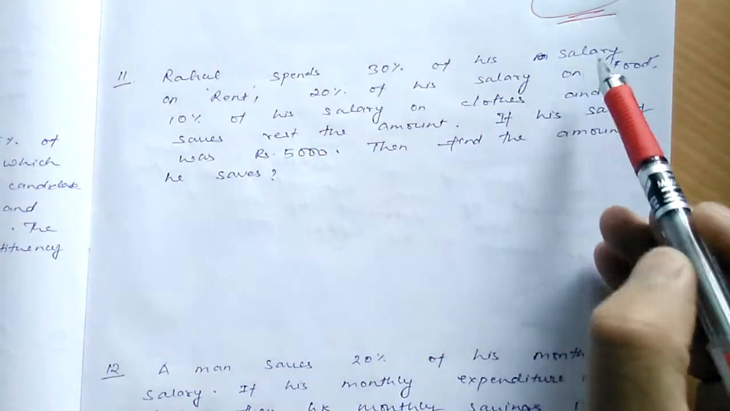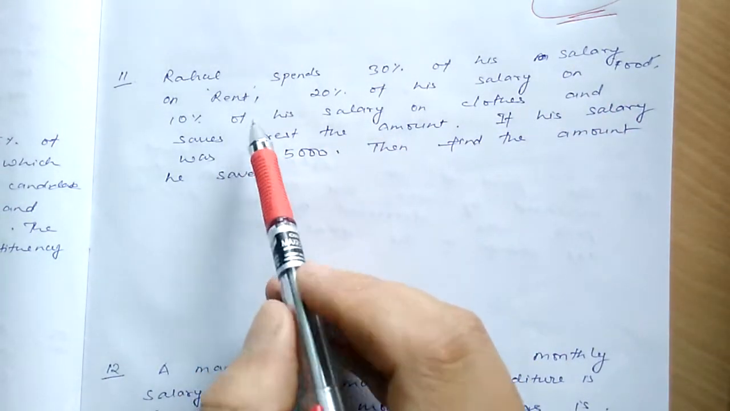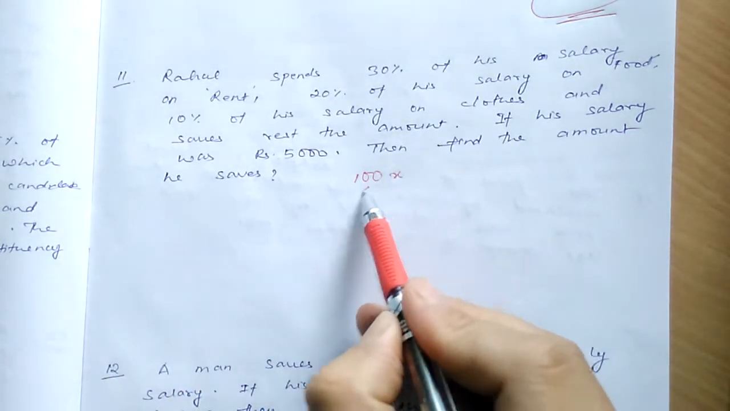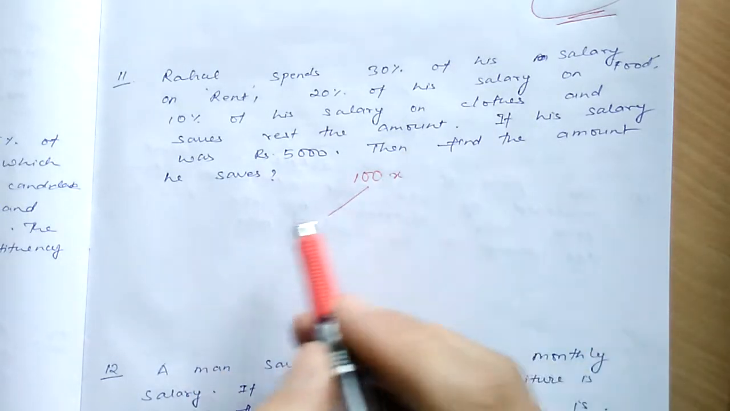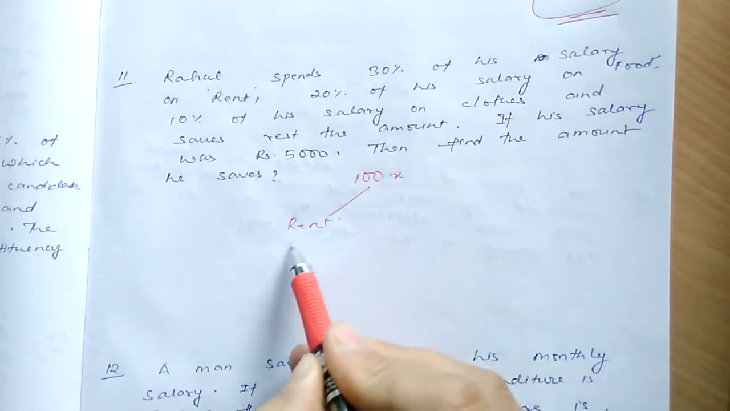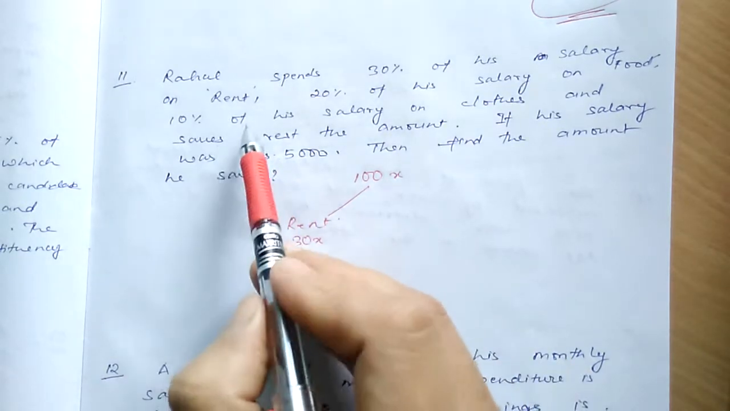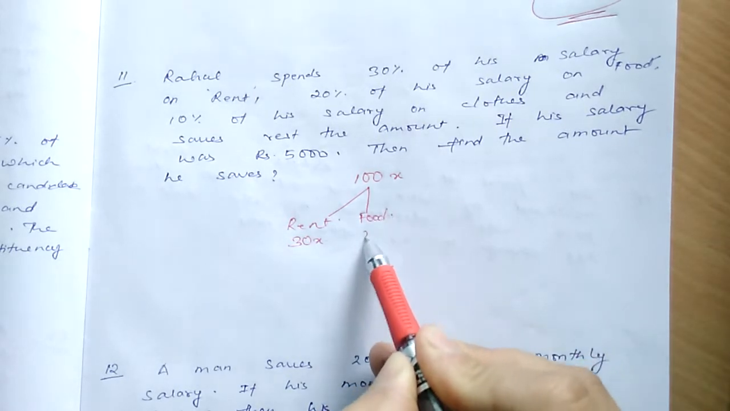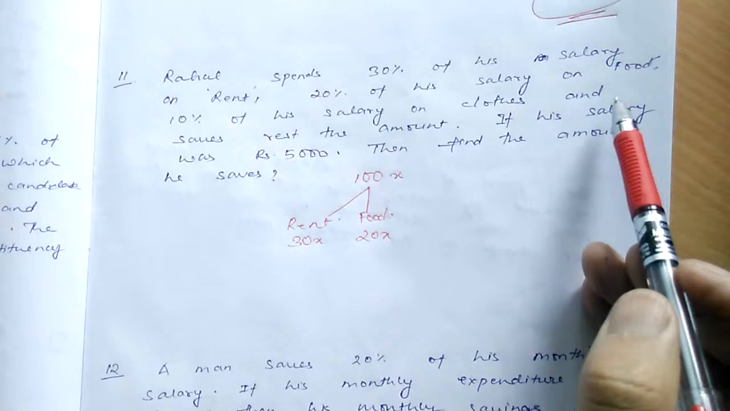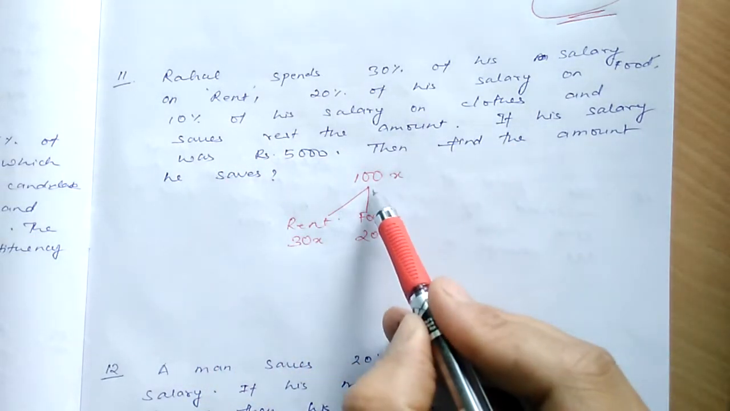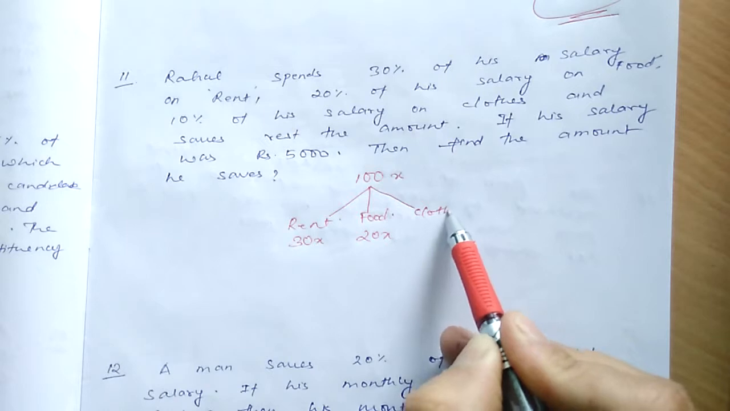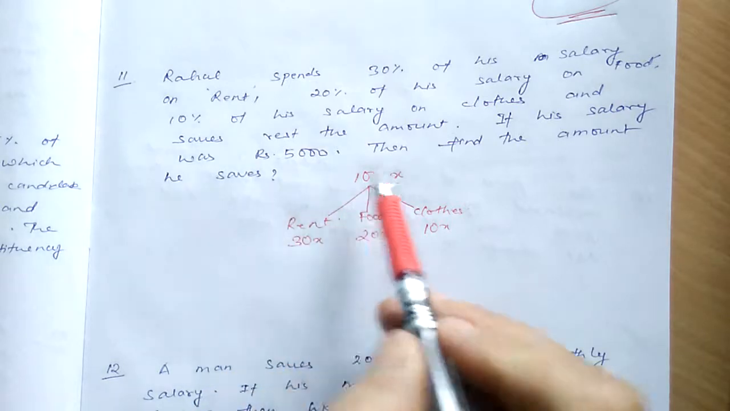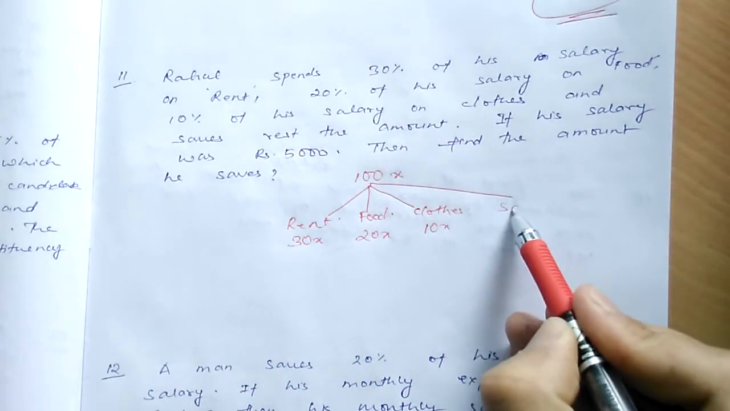Rahul spends 30% of his salary on rent. So we'll take the salary of Rahul to be 100x. Therefore, he spends 30% of his salary on rent, which is 30x. He spends 20% on food, that is 20x. And 10% of his salary on clothes, that is 10x, and saves the rest of the amount. So we have to find his savings.